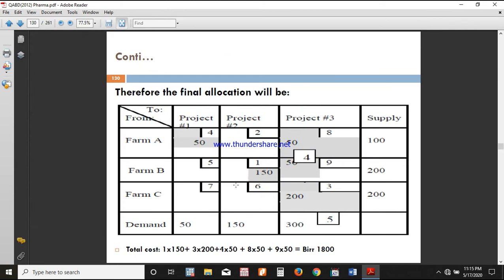Therefore, when we sum up the total cost, it becomes 1,800. Therefore, this is the least cost when compared with the northwest corner, but it is similar to the intuitive approach.